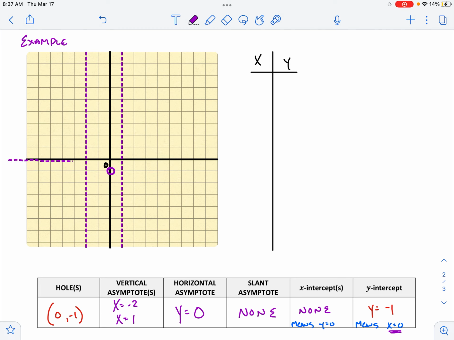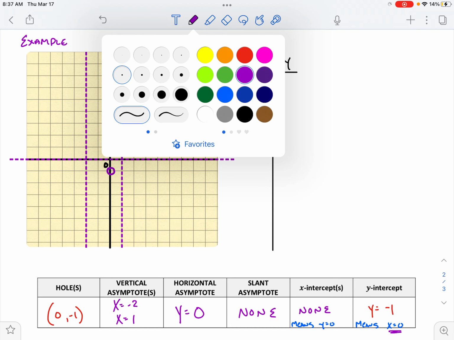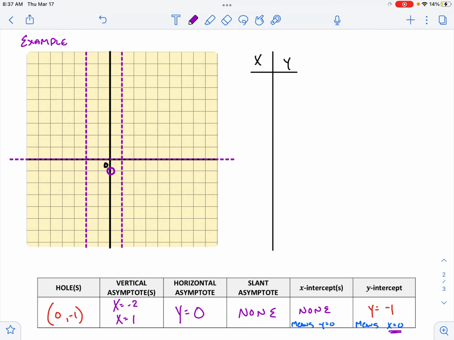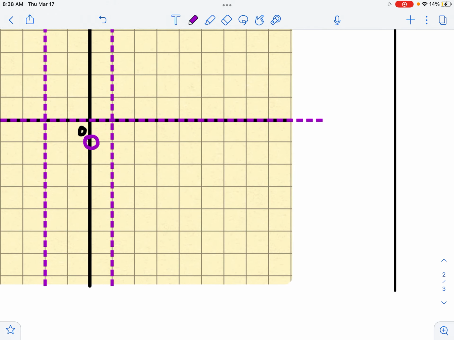My horizontal asymptote is y equals 0, and we'll make that on the grid there. There's no slant asymptote. I have no x-intercepts, so nothing to graph there. And I have a y-intercept of y equals -1.